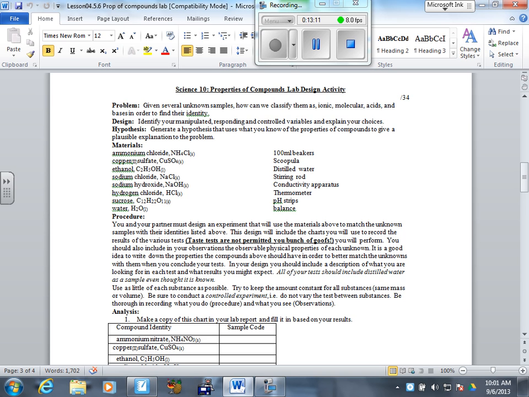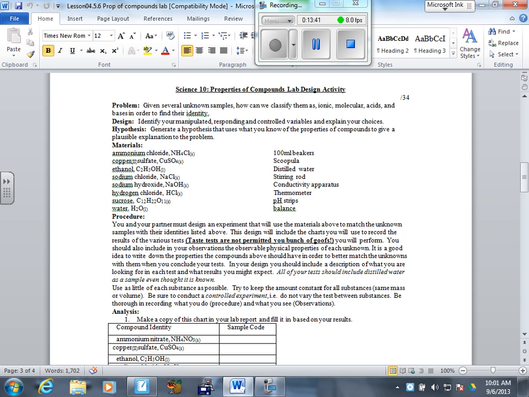So the problem we're investigating: given several unknown samples, how can we classify them as either ionic, molecular, acids, or bases in order to find their identity? So the problem here is how can we identify unknown substances using their properties? Do you need to restate that problem in your own words in the form of a question when you do a report? Yes, sir, you do. I just did that for you, but no one wrote it down. See how important it is to listen.